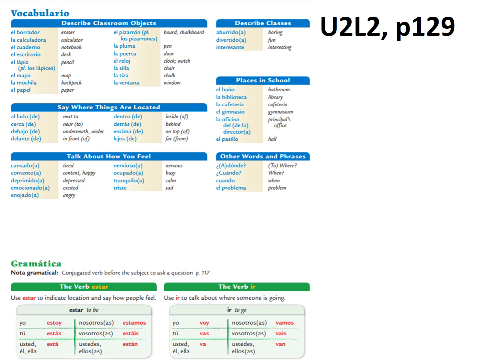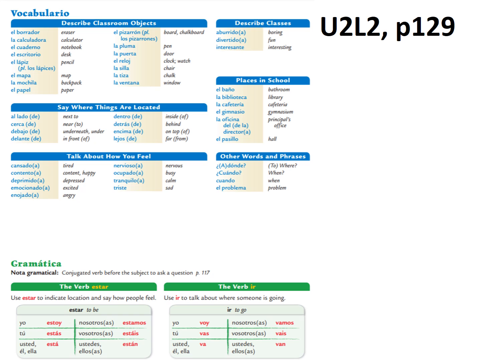Unidad 2, lección 2, en página 129. Unit 2, lesson 2, on page 129. Vocabulario or vocabulary. Describe classroom objects. El borrador, eraser. La calculadora, calculator. El cuaderno, notebook. El escritorio, desk. El lápiz, pencil. Los lápices, pencils.